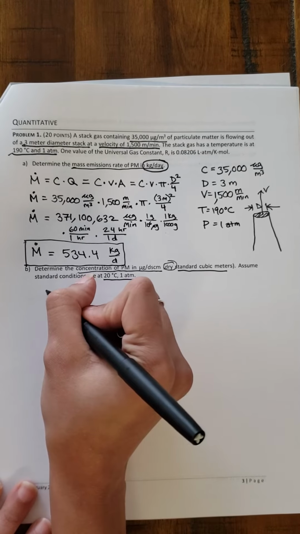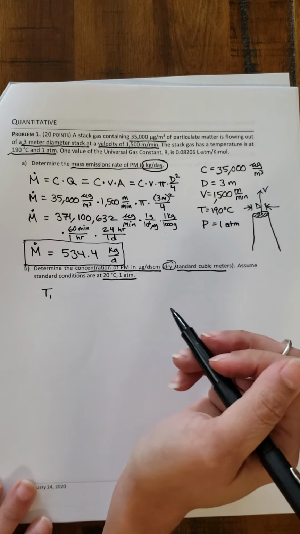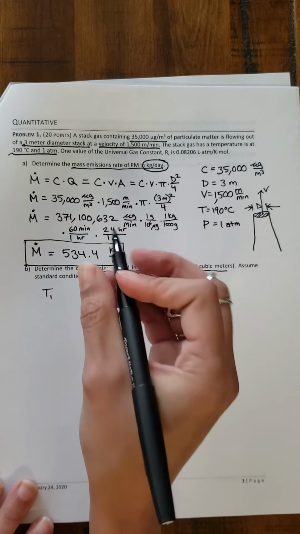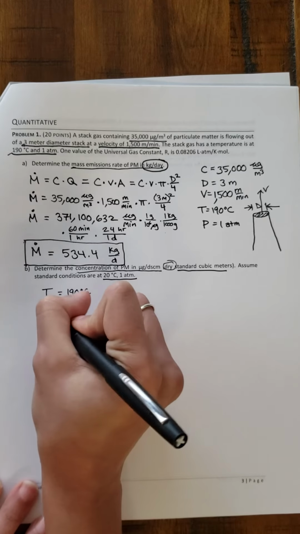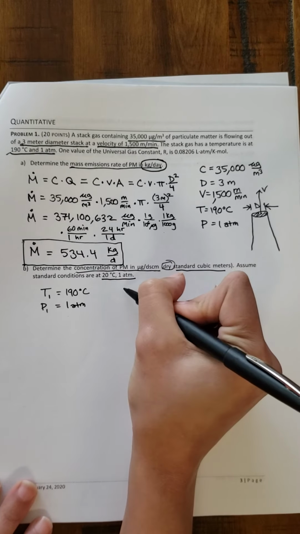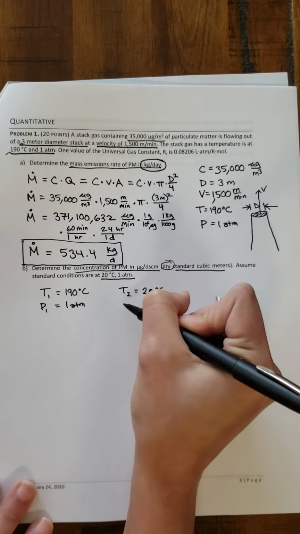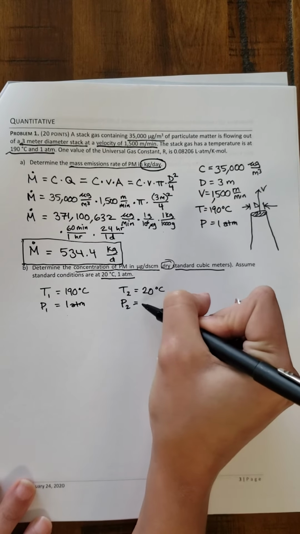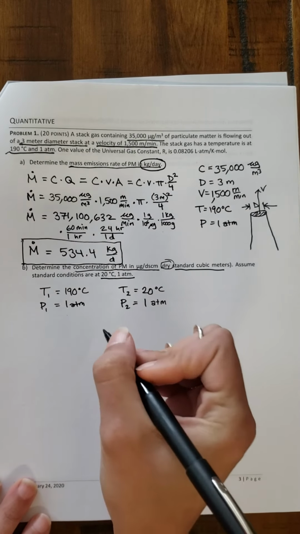So here we can look at 2 different points. Our first point being the actual concentration, the actual conditions. So that's at 190 degrees Celsius and 1 atmosphere. And then if we're converting to standard temperature, we're trying to convert to 20 degrees C and a P2 of 1 atmosphere. So also recall that our concentration is our mass divided by our volume.